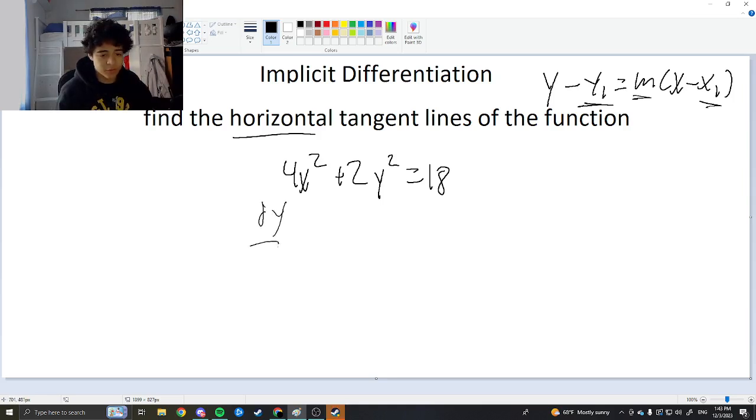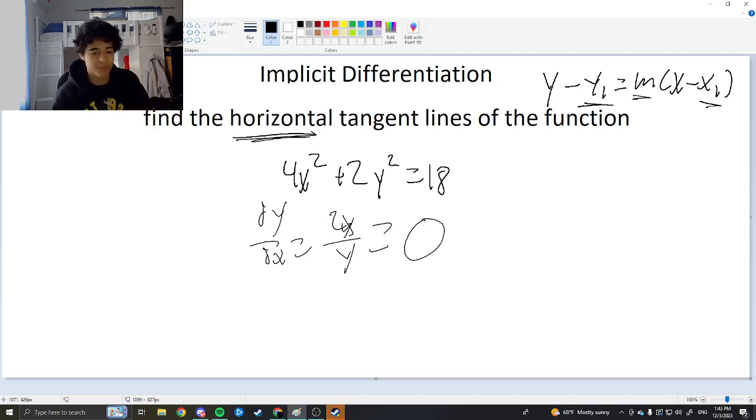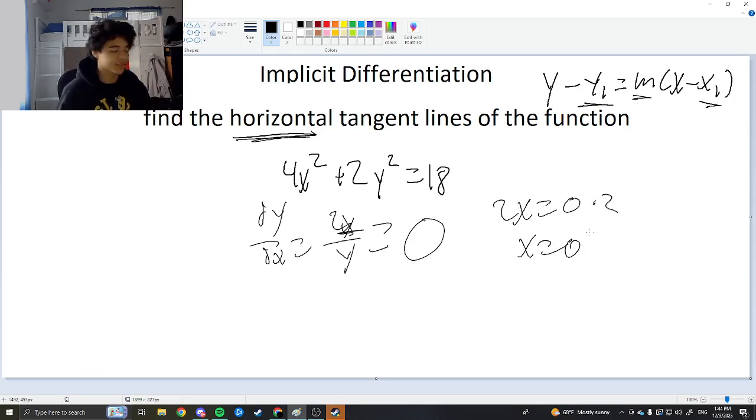Now, our dy over dx equals negative 2x over y, and we're trying to find our horizontal tangent line. So we're trying to find the point where the slope equals 0, where this slope formula equals 0. So how would we do that? The top would have to equal 0, so 2x would have to equal 0, because it would be 0 over y. And 2x equals 0 means x equals 0. So we know the x value is going to be 0, so the horizontal tangent line is going to happen when x equals 0.